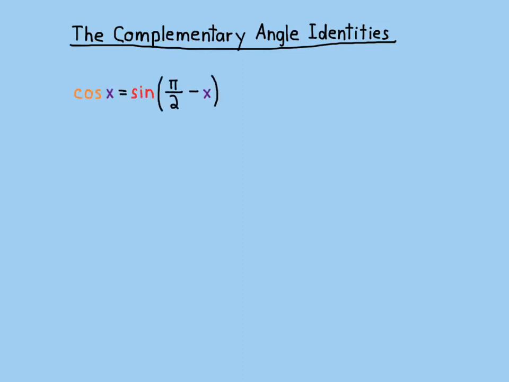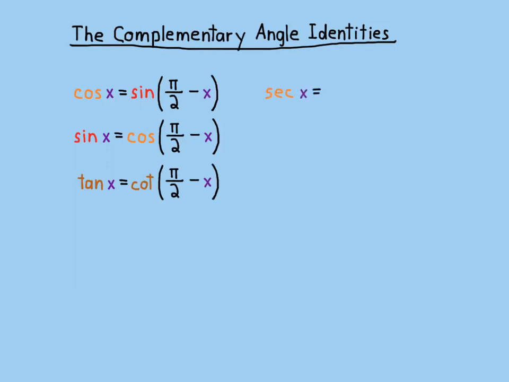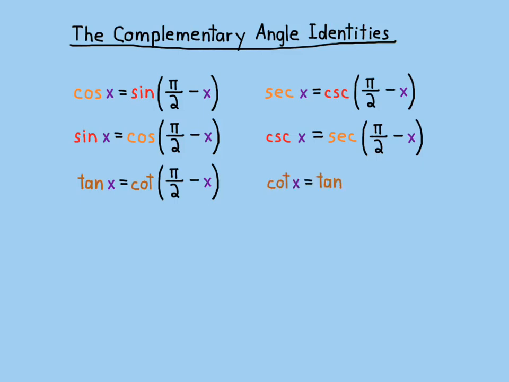So cosine and sine pair up. Cosine of x equals sine of the quantity pi over 2 minus x. Sine x equals cosine of the quantity pi over 2 minus x. Tangent equals cotangent of the quantity pi over 2 minus x. Secant x equals cosecant of pi over 2 minus x. Cosecant x equals secant of pi over 2 minus x. And cotangent x equals tangent of pi over 2 minus x.